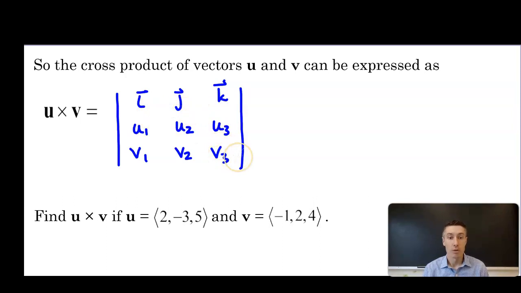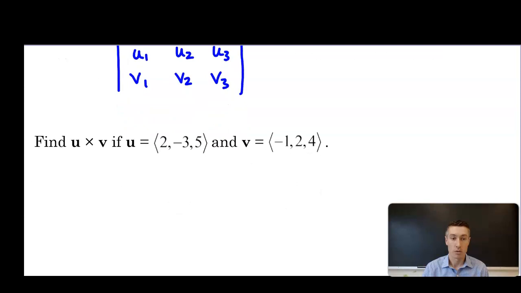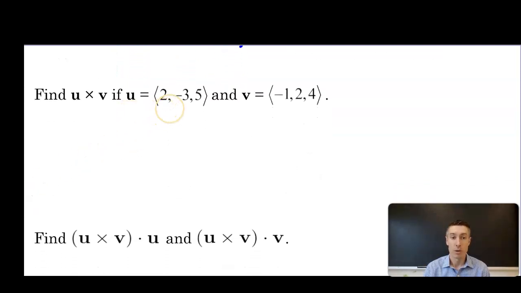We could expand this out with u's and v's, but let's put numbers in. It's going to make our life a lot easier. So find u cross v if u equals 2, negative 3, 5, and v equals negative 1, 2, 4. So u cross v, we're going to set up our matrix.